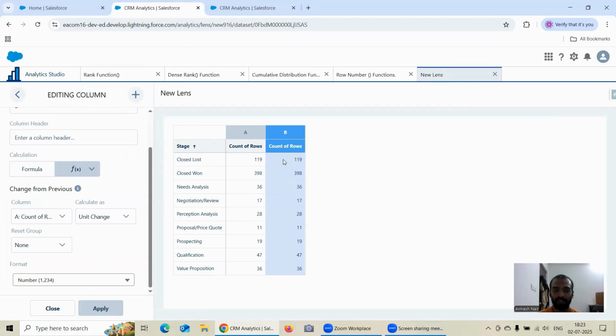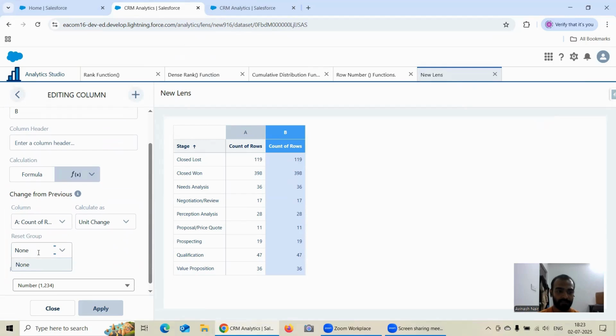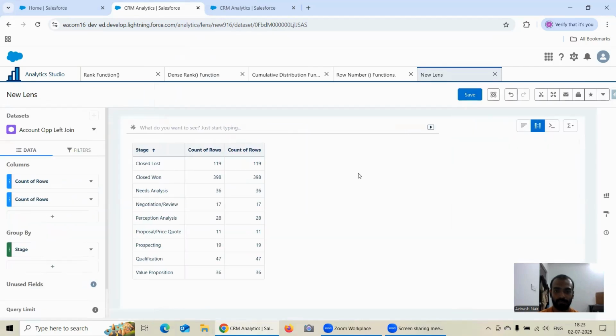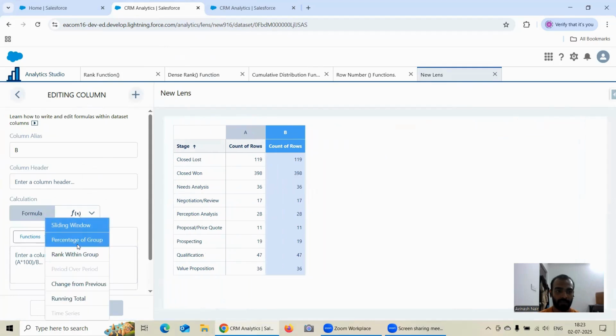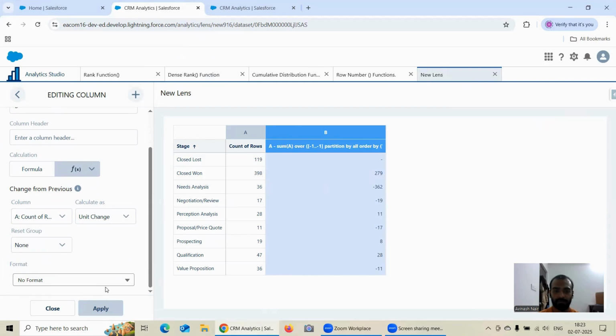Now, I guess I didn't click on apply. Reset group is none. One minute, I think I made a mistake. I will go for change from previous, I will go for unit change, and I will click on apply. As you can see, as we have understood, change from previous, as the name says itself, calculates the difference between that row and the previous row.